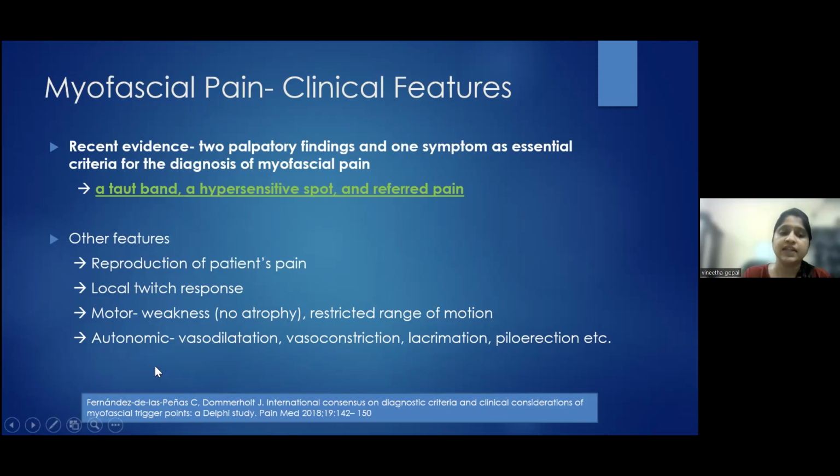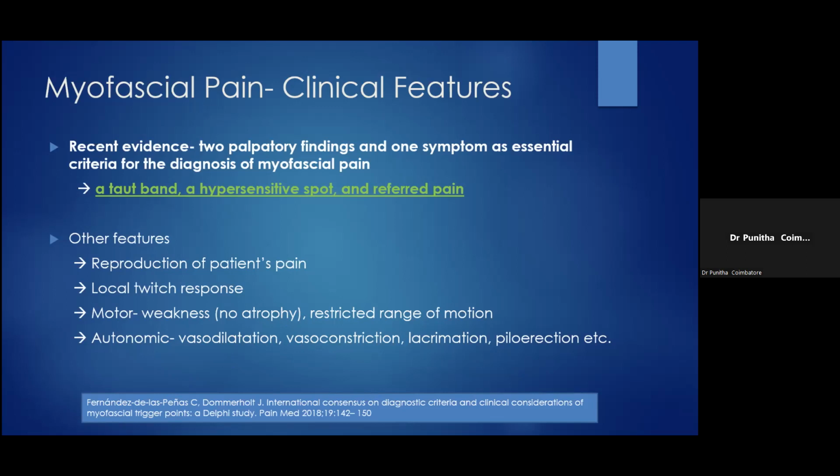Then this is very important. Autonomic features like vasodilatation, vasoconstriction, lacrimation, piloerection, these can also be seen. Once I had a patient in the institute where I did my fellowship, he was having neck pain, and he was saying whenever the pain is severe, he was having lacrimation. Sweating also? Do they tell of excessive sweating? Yeah, sometimes sweating also. My patient was having lacrimation.